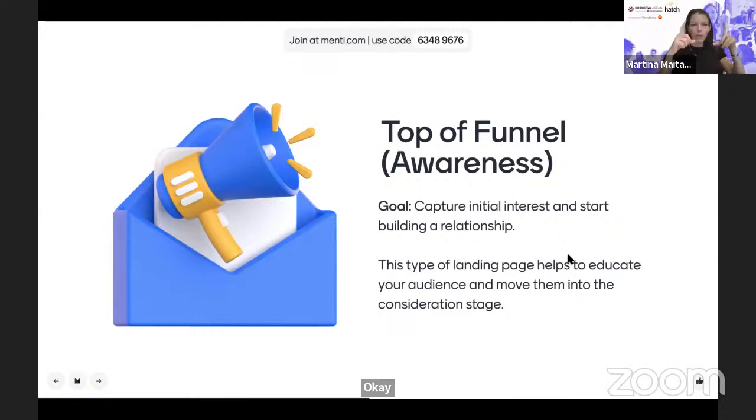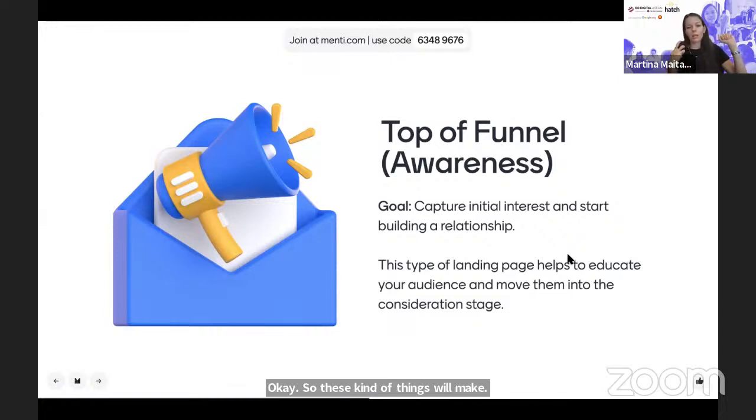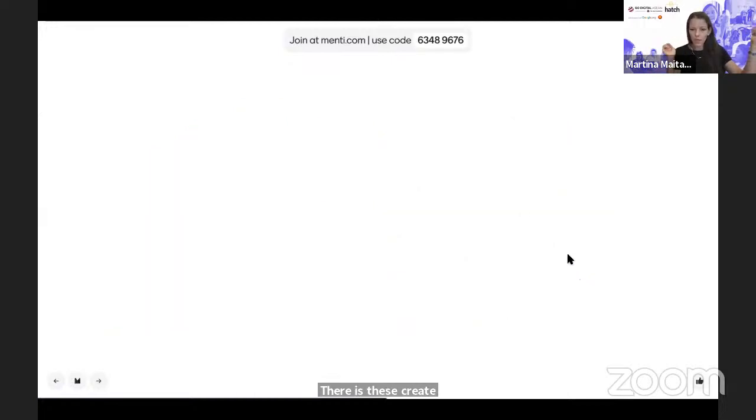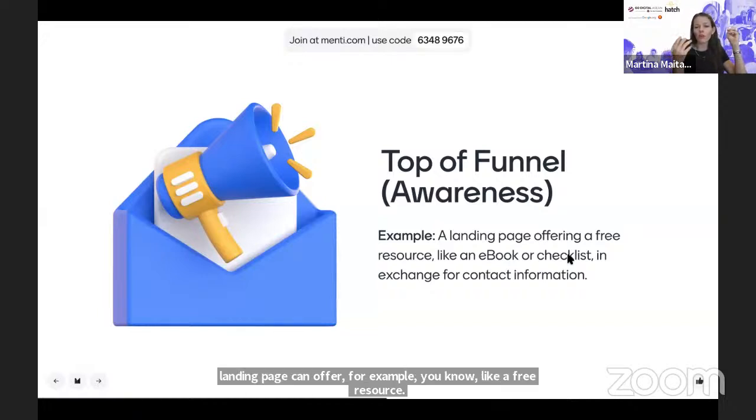So it's not having a camera machine that is able to take pictures everywhere, but is able to do, for example, couple shooting. Okay, so these kinds of things will make the audience aware that there is this availability. This creates awareness. This product is available. Okay. The example that we can make, for example, in this case, is that a landing page can offer a free resource, an ebook or a checklist, in exchange for contact information.